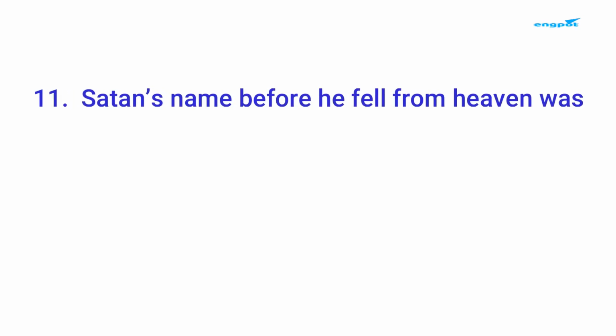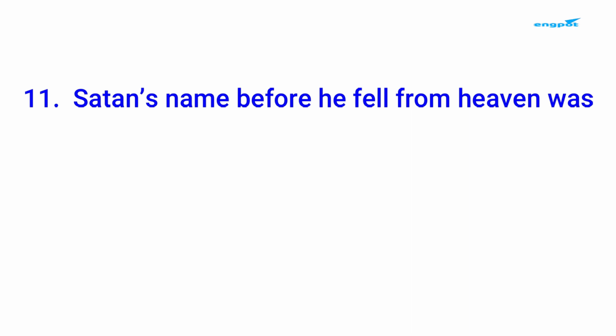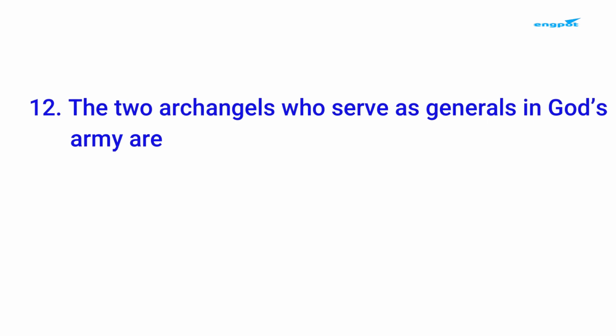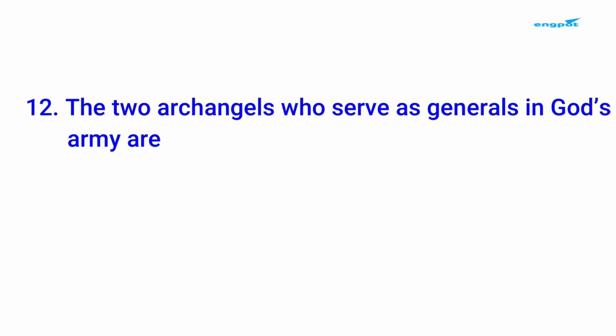Satan's name before he fell from heaven was Lucifer. The two archangels who serve as generals in God's army are Michael and Gabriel. Now, Gabriel acts as a guard at the Garden of Eden, and Michael is the chief of the archangels.